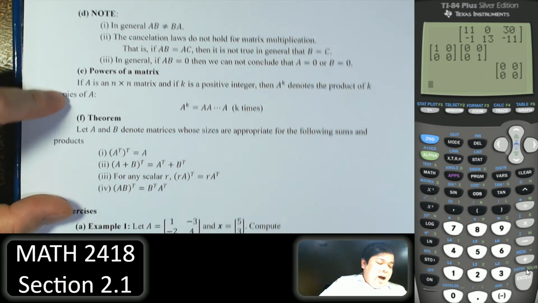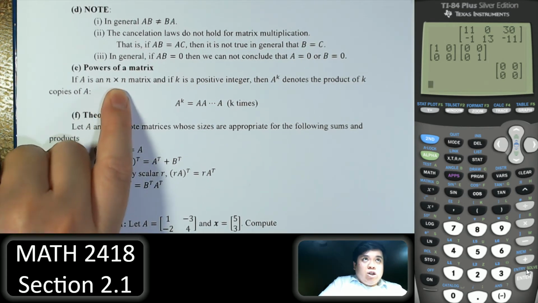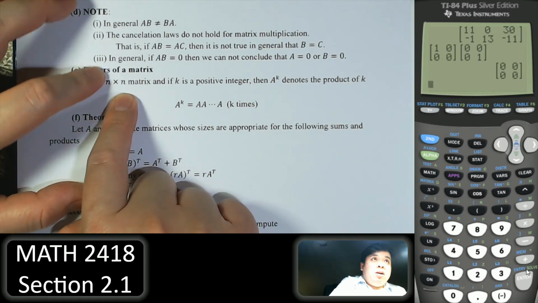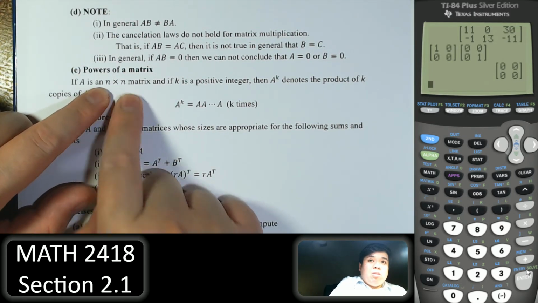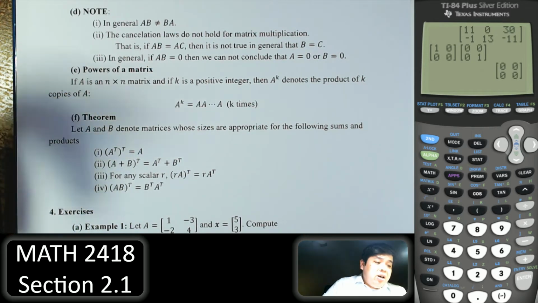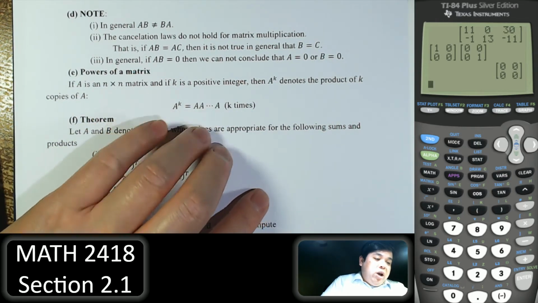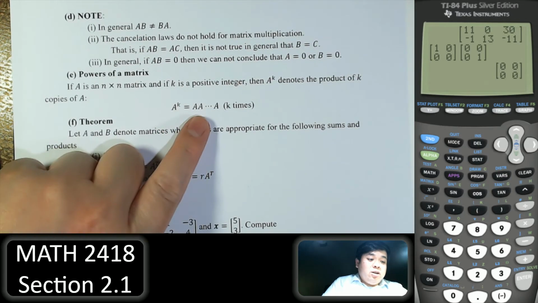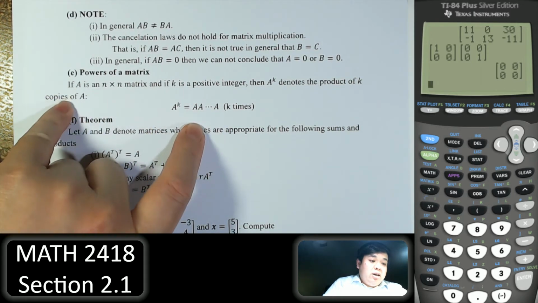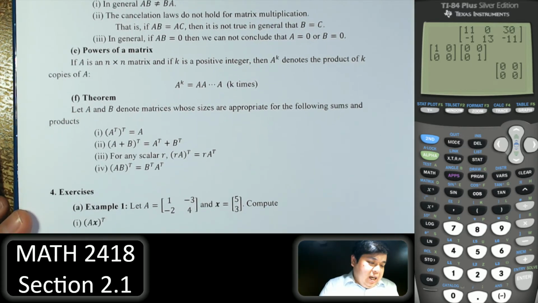Right. Next, the power of a matrix. If A is an n by n matrix, by the way, when we say n by n, the number of rows and the number of columns are the same, then we say it is a square matrix. If we have a number k that is a positive integer, then the power is just A multiplied by itself k times. Oh, that's rather obvious.